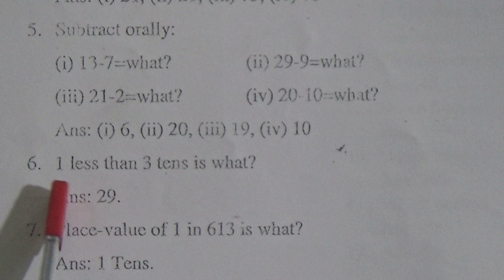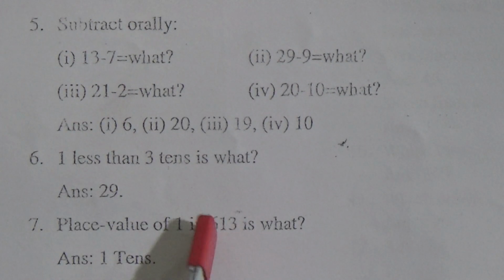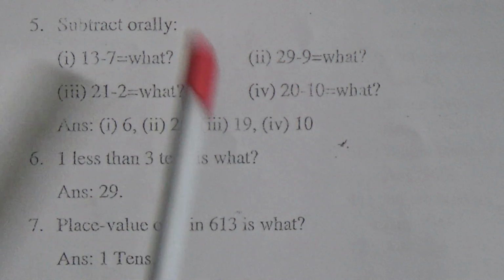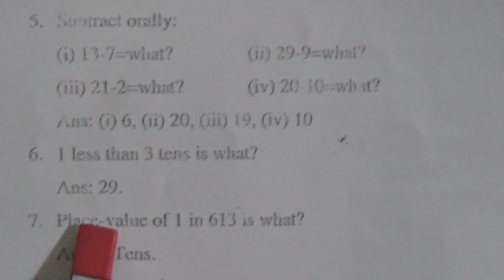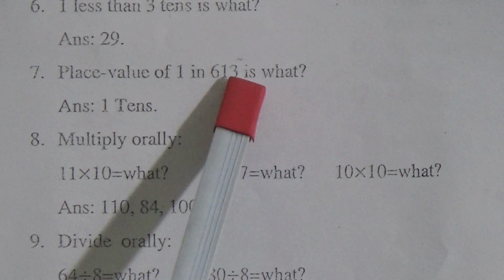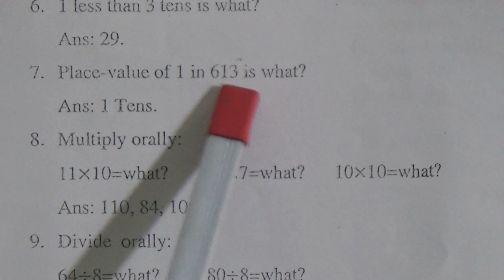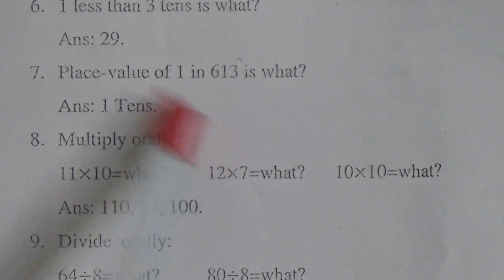My dear students, question number 6: 1 less than 3 tens is what? 29. How? 3 tens means 30 and 1 less, that means the previous number of 30, and it will be 29. Place value of 1 in 613. So 3 is in the ones place and 1 is in the tens place. So here the place value of 1 is 1 ten.